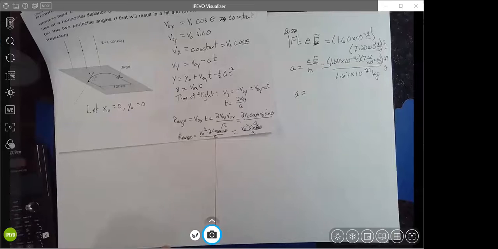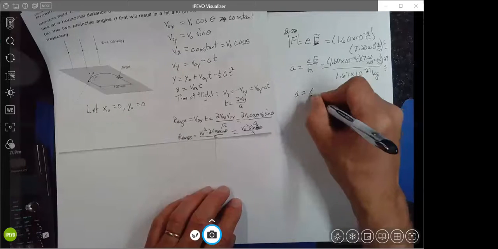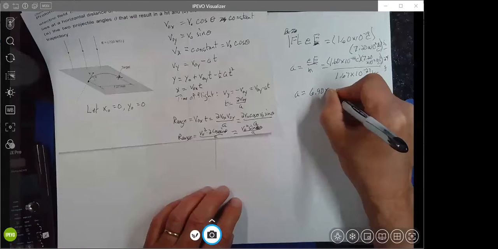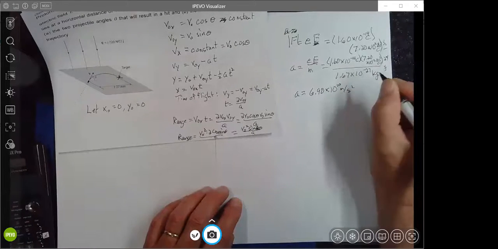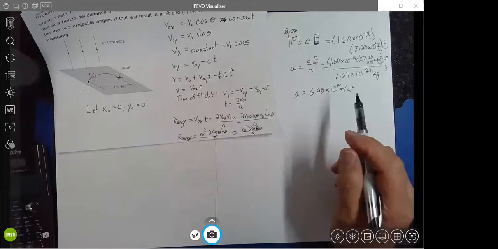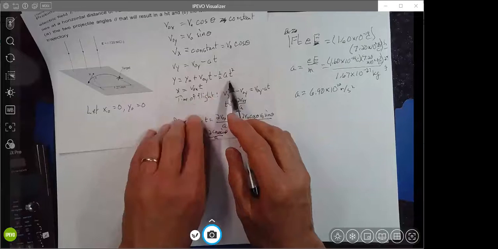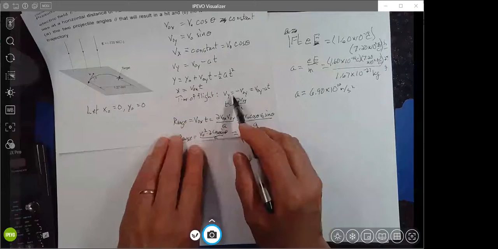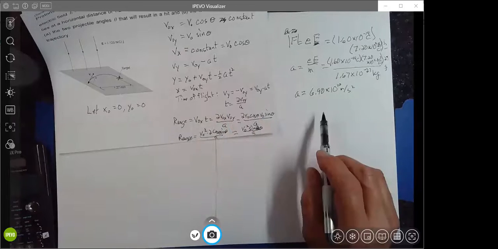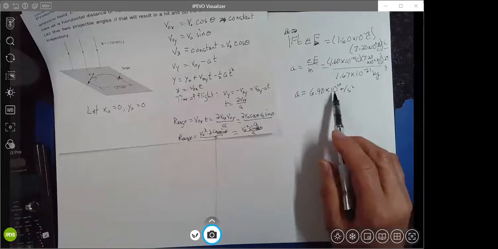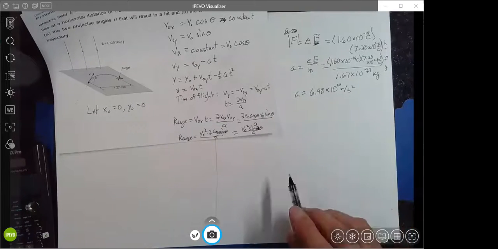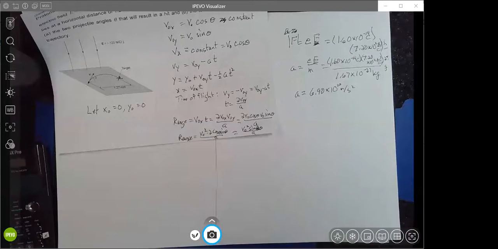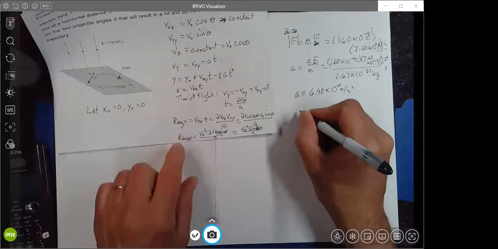Yeah, I get about 6.90 times 10 to the 10th meters per second squared. So if I was actually taking account of everything in this equation here, I would have this number plus 9.8, and the 9.8 is not going to show up until you get about 8 or 9 decimal places to the right, so it's not going to make any difference. Anyway, there's the acceleration of our particle, and now we know our range.